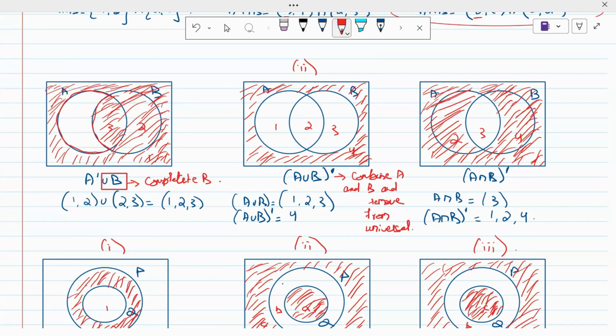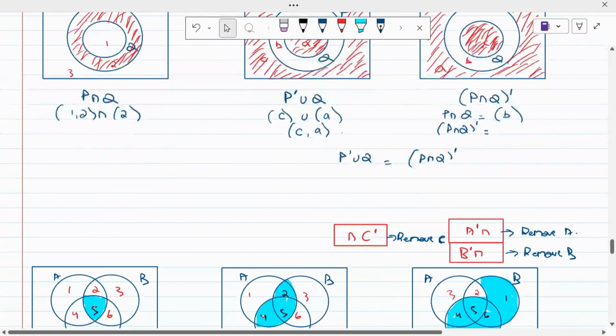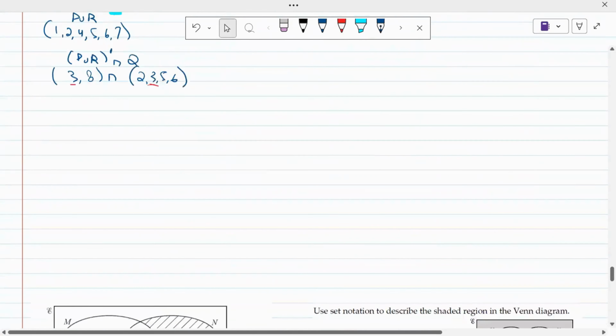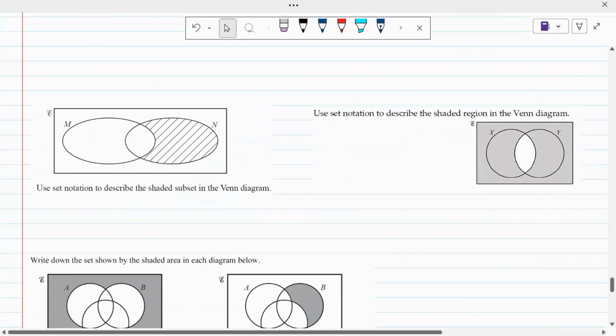Okay, so these are the few tips to be remembered for doing the reverse case. Reverse case means the shaded region given and set notation is to be identified. So I have picked up a few questions from the past paper here.